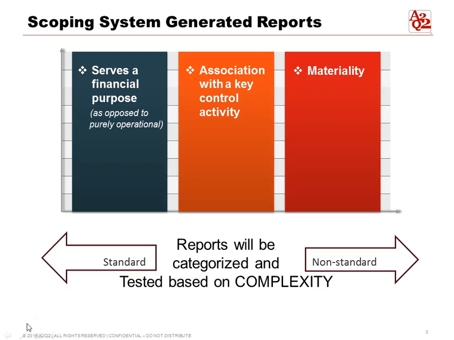So the first part is just even scoping whether the system-generated reports should be in scope for SOX. There are three criteria. The first one is, does it serve a financial reporting purpose instead of a purely operational purpose? An example is you could get a system report that shows you the ERP system uptime, the amount of time that it was available for any user, is 99.9% of the time. That's great, but it actually has no financial reporting impact.